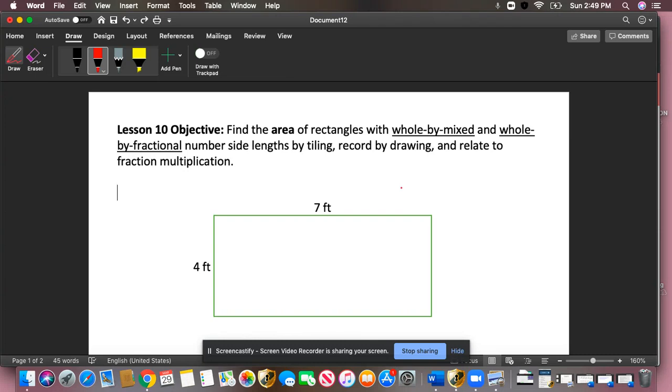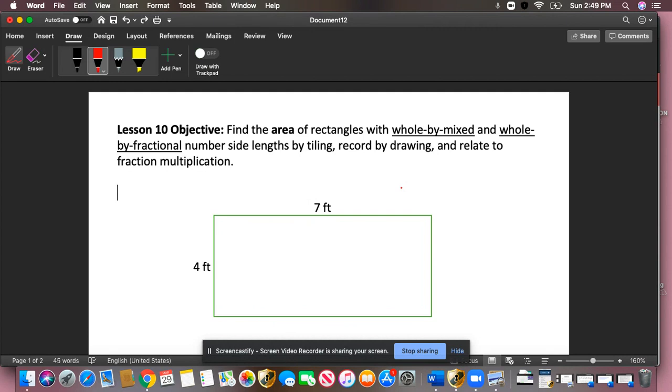Hi guys, today's math lesson is lesson 10. Lesson 10 and 11 are actually the same, so this applies to both lessons and the pages that you're going to do for both lessons.